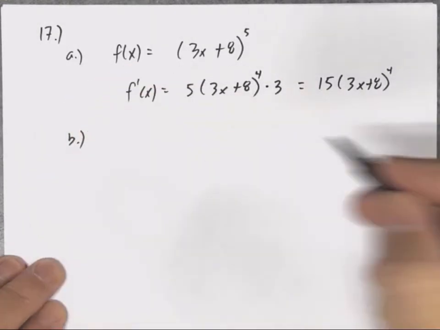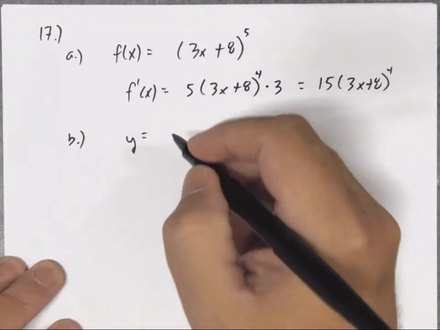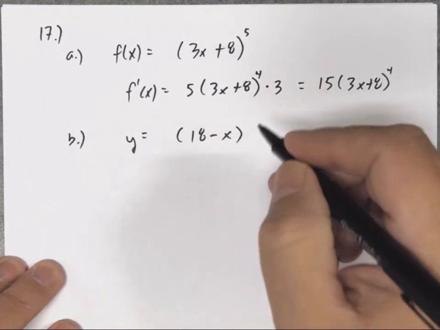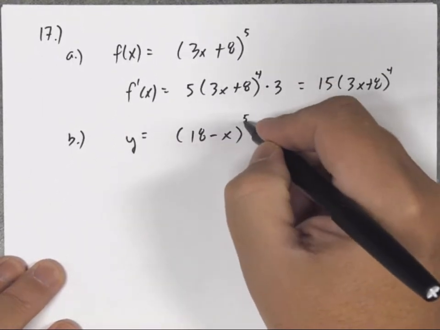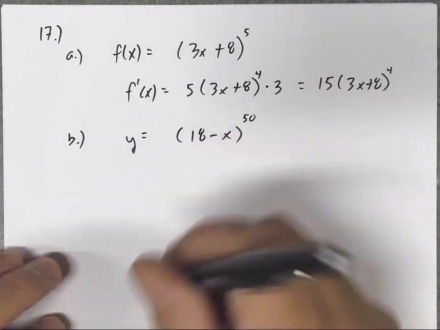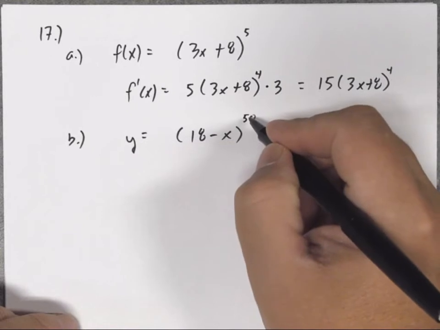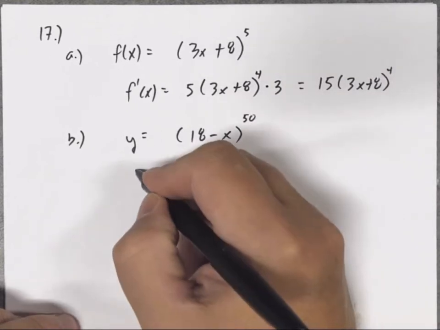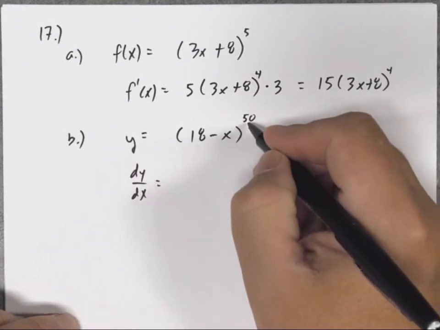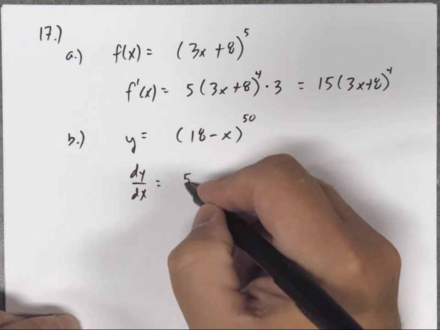All right, chain rule. Right, not that difficult most of the time. B is 18 minus x raised to the 50th power. Once again, the chain rule is mainly used when you have, for us, parentheses raised to an exponent. So if I want to take the derivative, I sort of apply the power rule to this whole parenthesis, so the 50 comes down in front.